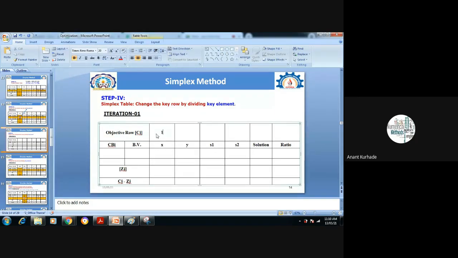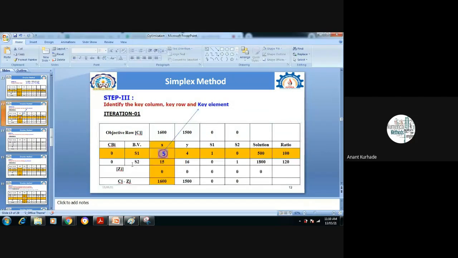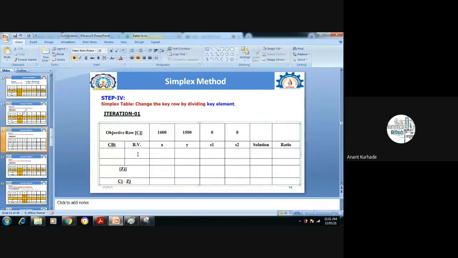Here what is the value? 1600. Same, it is the same. Second, it is 1500, 0, 0. Now see, from here the column variable is X. So you can say X is the entering variable. Always the entering variable is from the column, and the leaving variable is from the key row. So in this case we have leaving variable S1 and entering variable X. Remember: leaving variable S1, entering variable X. So instead of S1, you can write X is entering, S1 is leaving.